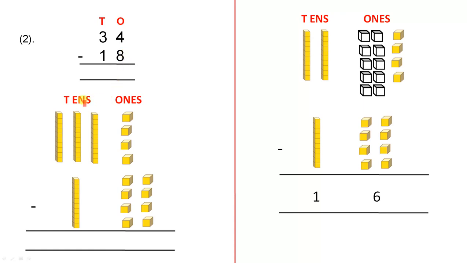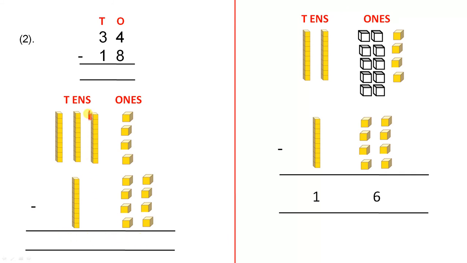Now in the first instance I have done exactly what we did in the previous video. I've made the numbers out of MAB blocks with a tens column and a ones column. So the 34 is there, the 18 is there. That's very easy to understand. Here's your minus sign, and that's where the answer will go.